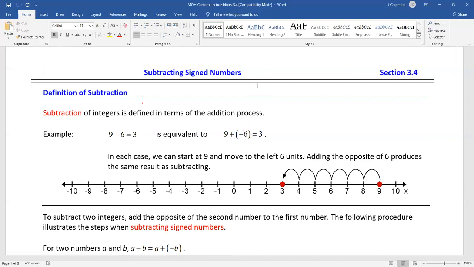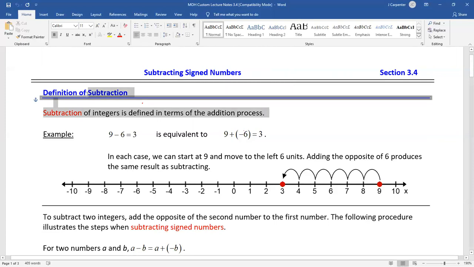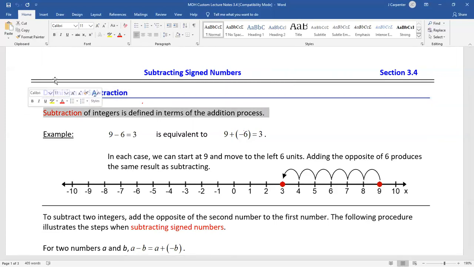You still start on the first number, but if you are subtracting a negative number, that's the opposite of adding a negative number. Again, I'm not going to focus on that. In fact, I'm not going to do any problems that way. I'm going to focus more on this idea right here. Subtraction of integers is defined in terms of the addition process. Addition is the same thing as subtraction, asterisks. They're in the same category there.